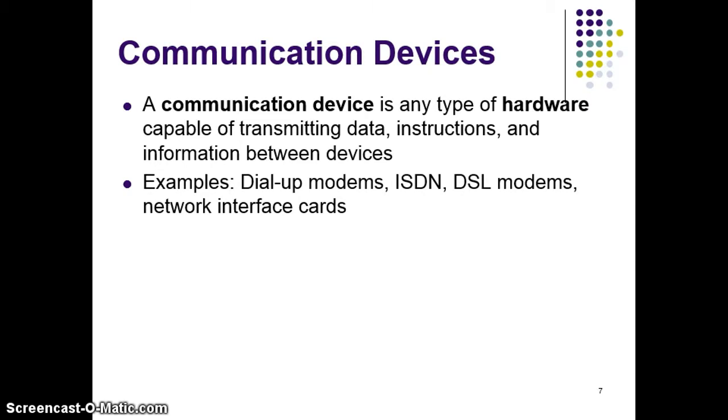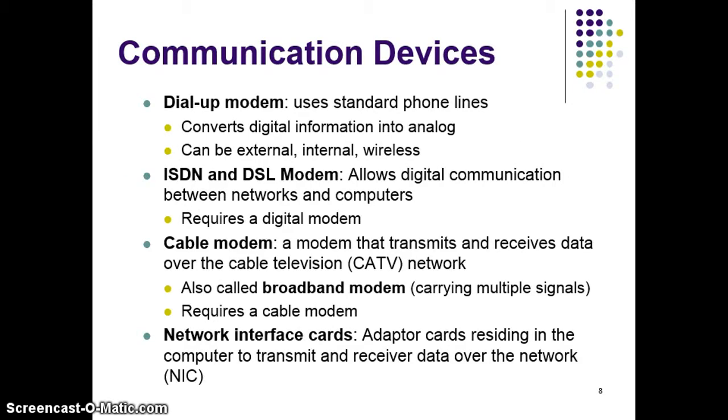A communication device is any type of hardware capable of transmitting data, instructions, and information between devices. Examples are dial-up modems, ISDN, DSL modems, and network interface cards. So this basically goes through each one. I'm not going to go into detail about it, so read it yourself. Dial-up modem, ISDN and DSL modem, cable modem, network interface cards.